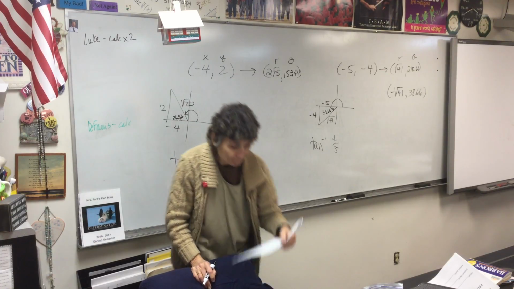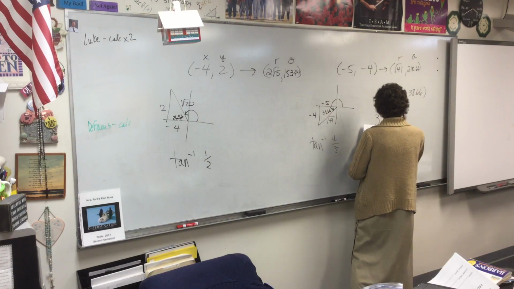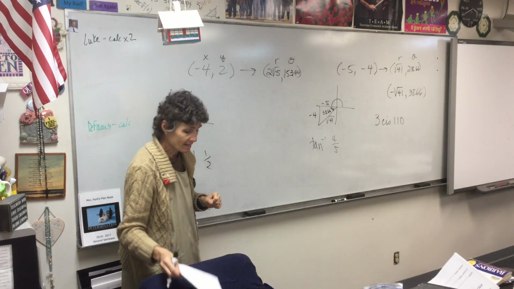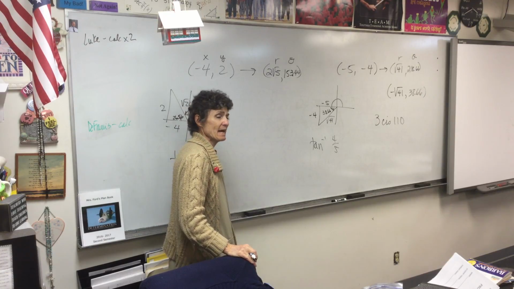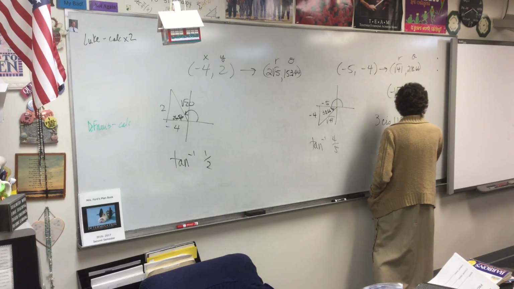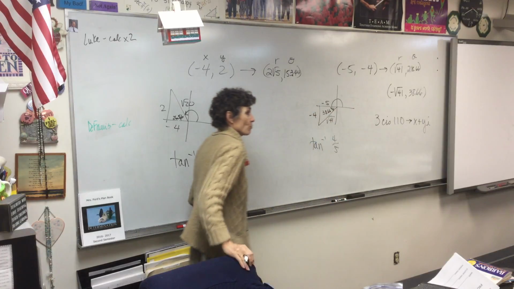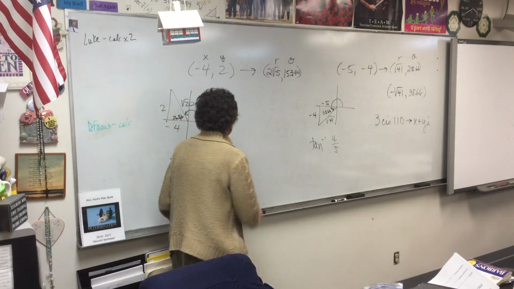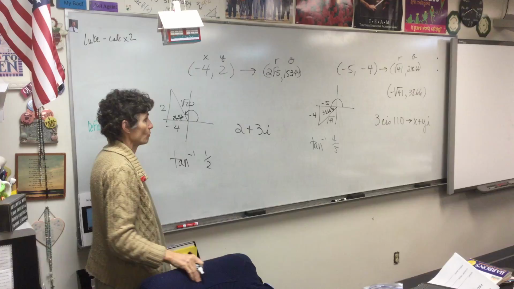All right, rewrite in rectangular form. So this number is 3 cis 110. 110 is not special, so I'm going to need a calculator. What do we mean by rectangular form? What am I shooting for? x and y. x plus yi. I need to find an x and a y and write my number as x plus yi, like 2 plus 3i. That kind of number is what I'm shooting for.